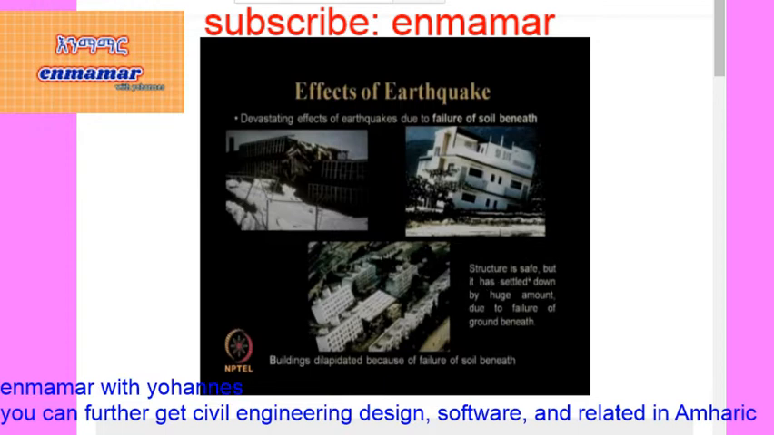So the structure is safe, but it has settled down by a huge amount due to the failure of the ground beneath. As I have already mentioned, you can look here also, the superstructure of the building above the ground is intact. There is hardly any major damage. Same thing for this picture as well. There is hardly any major damage in the superstructure, but the soil below this structure has failed, or the foundation with soil has failed. That is the reason for the total collapse of the building or the huge settlement.